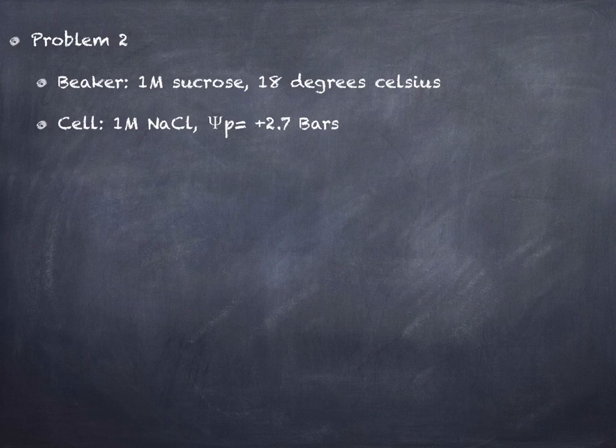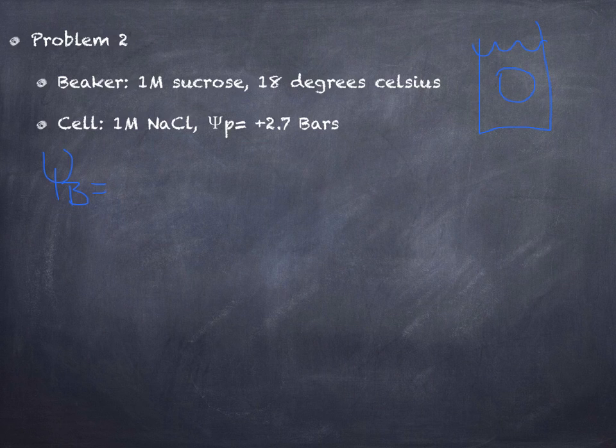Okay, so for our problem 2, we have our beaker. So let's not forget what we're talking about here. We've got our beaker, that is open, and then the cell. So our water potential for our beaker here is equal to the pressure potential, which is 0 for an open beaker, plus the solute potential for the stuff in the beaker, okay?